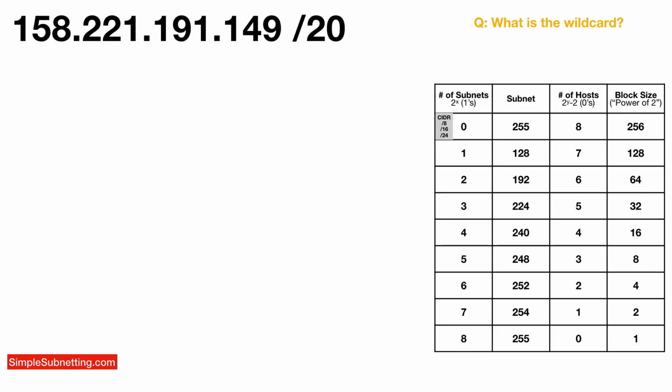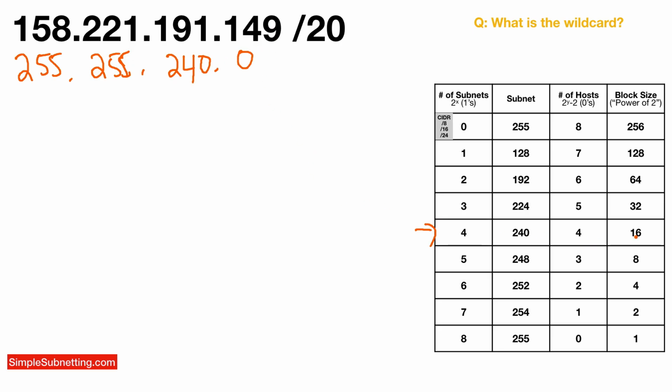For the final example, we will start from scratch. So we have to find the subnet mask, which is closest to 16. So 16, 17, 18, 19, 20. So it's this one. So it's 255, 255, 240.0. And now we find the wildcard.